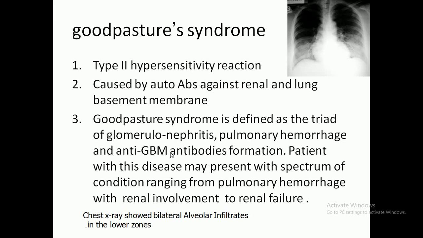Here are some examples of autoimmune disease, such as Goodpasture syndrome, which is a type 2 hypersensitivity reaction. This is the mechanism for the immune pathogenesis of this disease, which is caused by autoantibodies against the renal and lung basement membrane, so it's called a syndrome because it involves the kidney and the lung. Goodpasture syndrome is identified as a triad of glomerulonephritis, pulmonary hemorrhage, and anti-glomerular basement membrane antibody formation. Patients with this disease may present with a spectrum of conditions ranging from pulmonary hemorrhage to renal involvement.